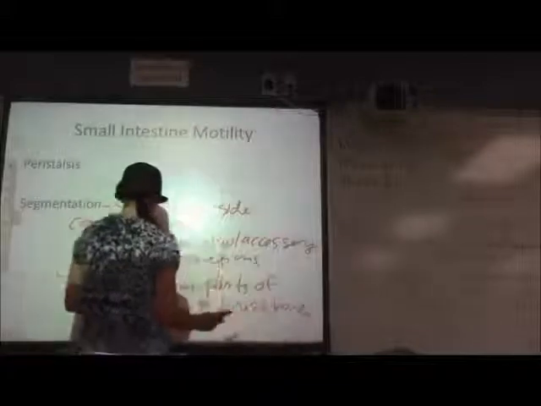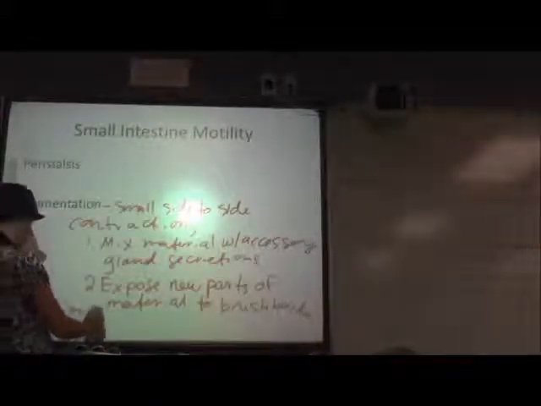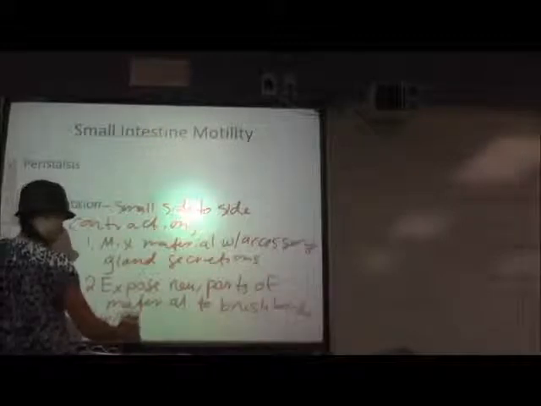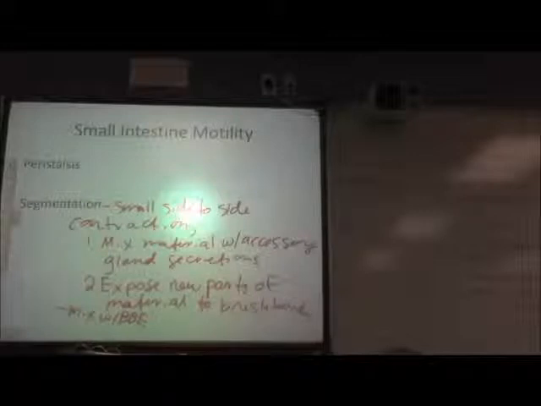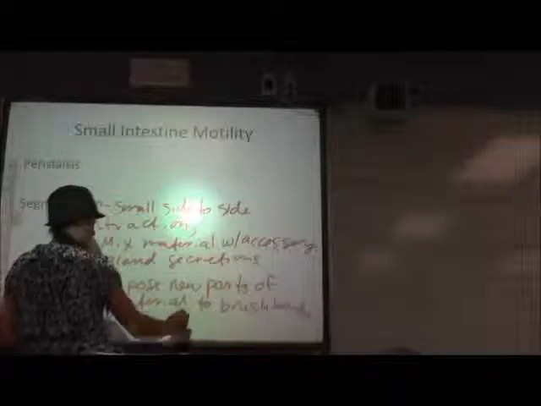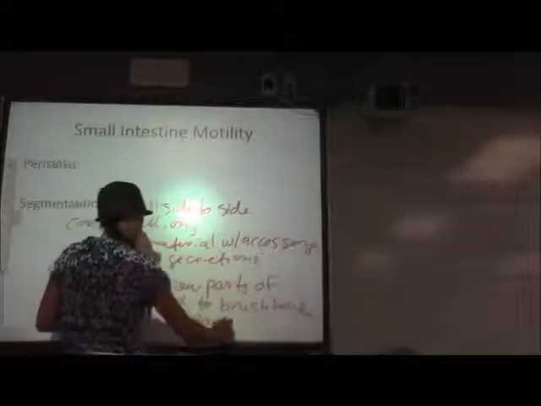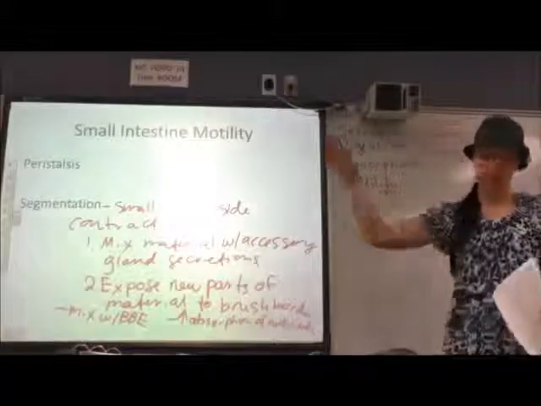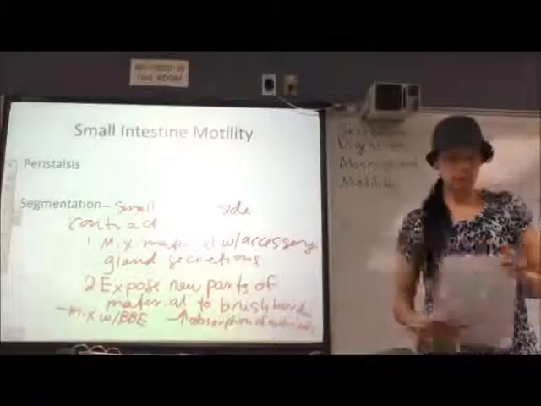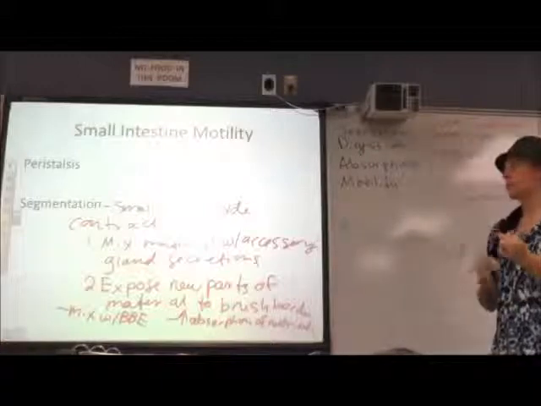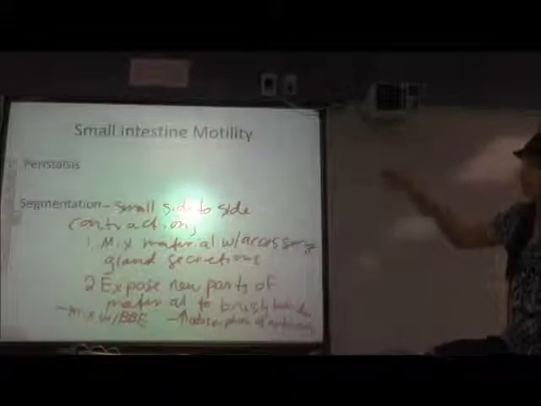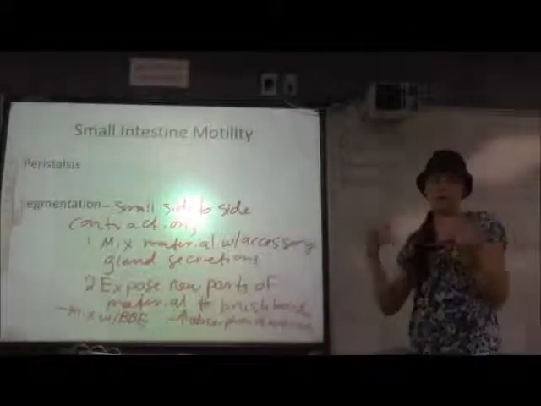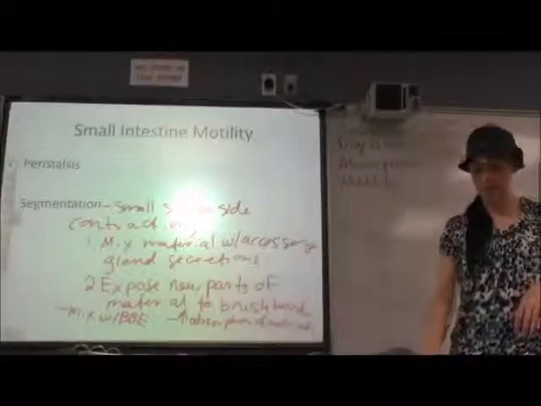And that's going to serve two purposes. One, to mix with our brush border enzymes. And then also to help to expose to the absorptive surface. Those same cells are doing the absorbing of our nutrients. So we'll be able to increase absorption of nutrients. And then peristalsis is going to be moving it all forward. So as we reach the most distal part of the small intestine, the ileum, this peristaltic wave is going to relax that ileocecal valve, and material can pass to the large intestine.